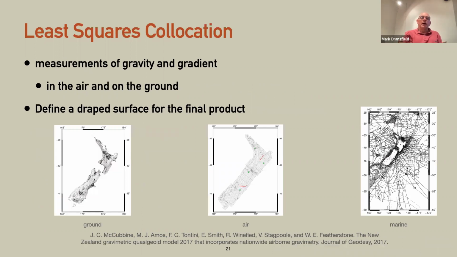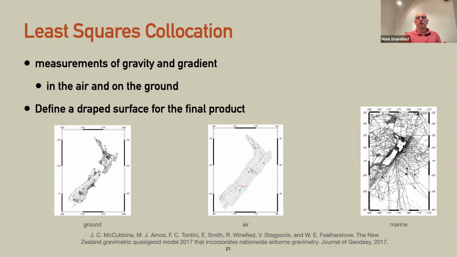The next method on my list was least squares collocation. And this is the one that I know by far the least about. It's the method that geodesists use, and they use it to essentially continue measurements from various heights onto one common height.